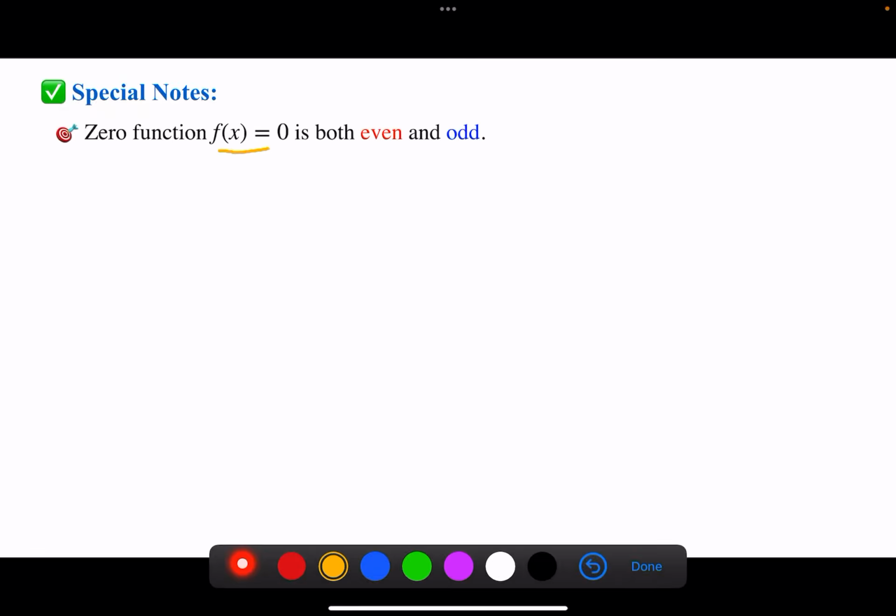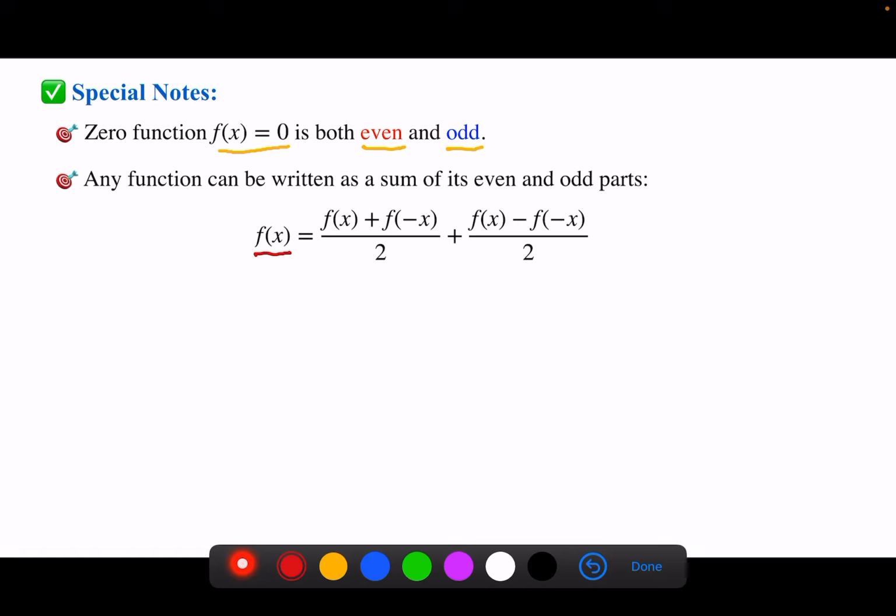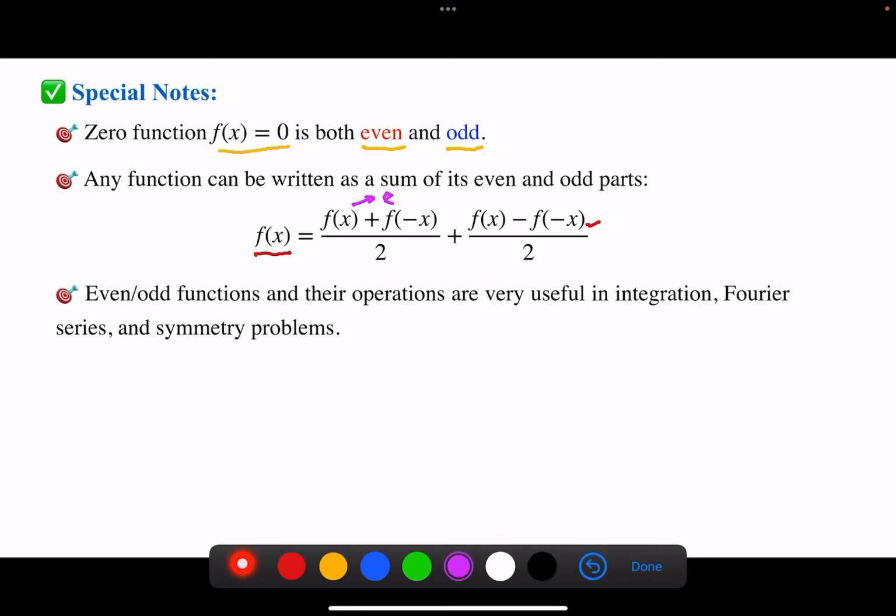Special notes about even and odd functions. The zero function, that is defined as f of x equal to 0, is both even and odd. Any function can be written or decomposed as a sum of its even and odd parts. That is, suppose this is a function f of x. It can be written as f of x plus f of minus x divided by 2, plus f of x minus f of minus x divided by 2. Here, this part is the even part and this part is the odd part.